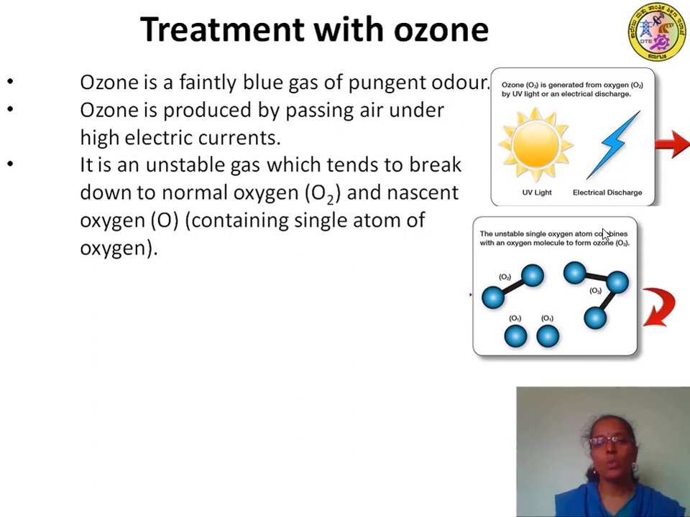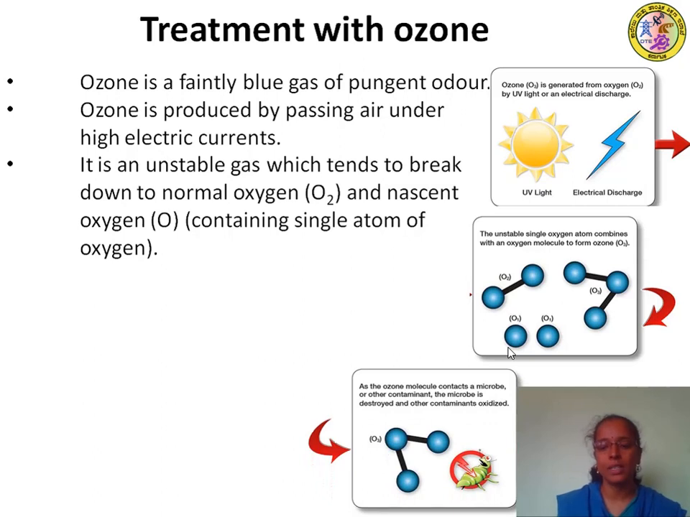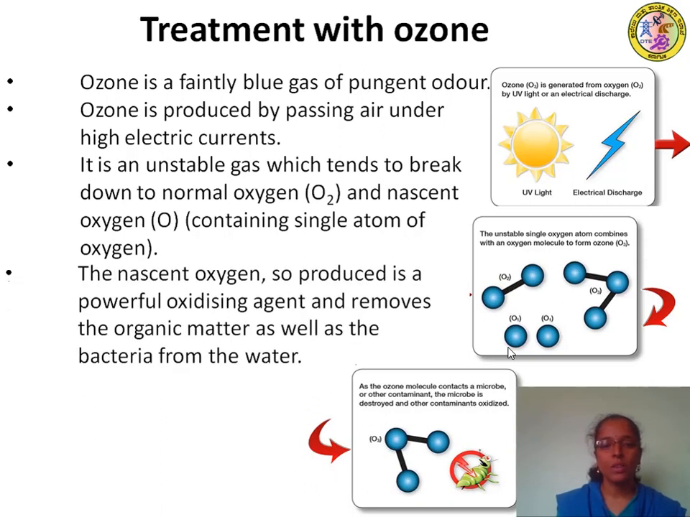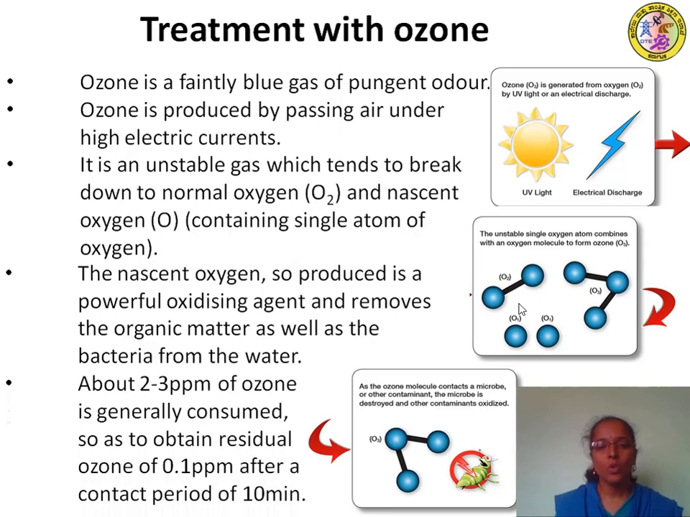As ozone is highly unstable, this ozone O3 will again dissociate into O2 plus O. That means a normal oxygen and a nascent oxygen. This nascent oxygen is a highly powerful oxidizing agent, and it removes organic matter as well as bacteria from the water. A dosage of around 2 to 3 ppm is required so as to maintain a residual ozone of 0.1 ppm after a contact period of 10 minutes.